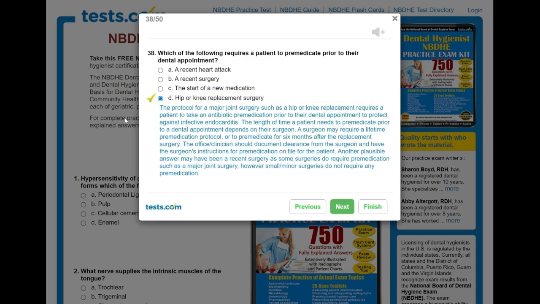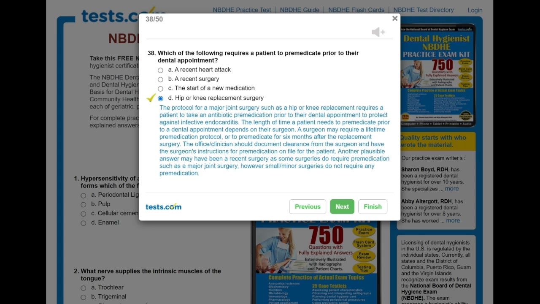D. Hip or knee replacement surgery. The protocol for a major joint surgery, such as a hip or knee replacement, requires a patient to take an antibiotic premedication prior to their dental appointment to protect against infective endocarditis. The length of time a patient needs to premedicate prior to a dental appointment depends on their surgeon. A surgeon may require a lifetime premedication protocol or to premedicate for 6 months after the replacement surgery.